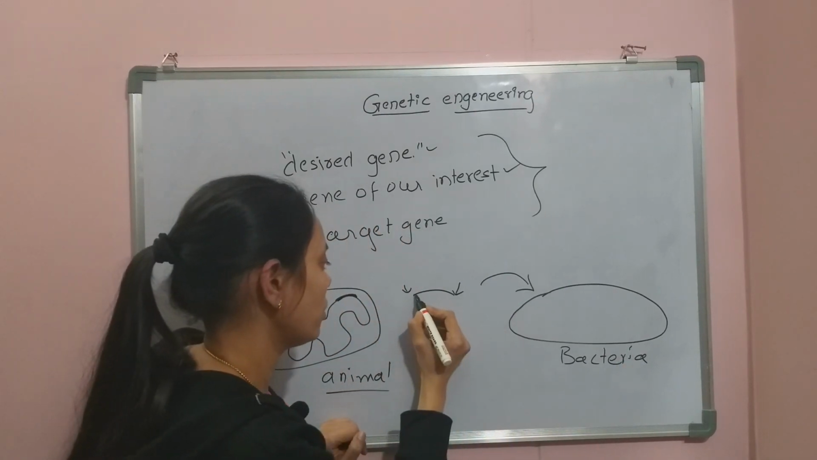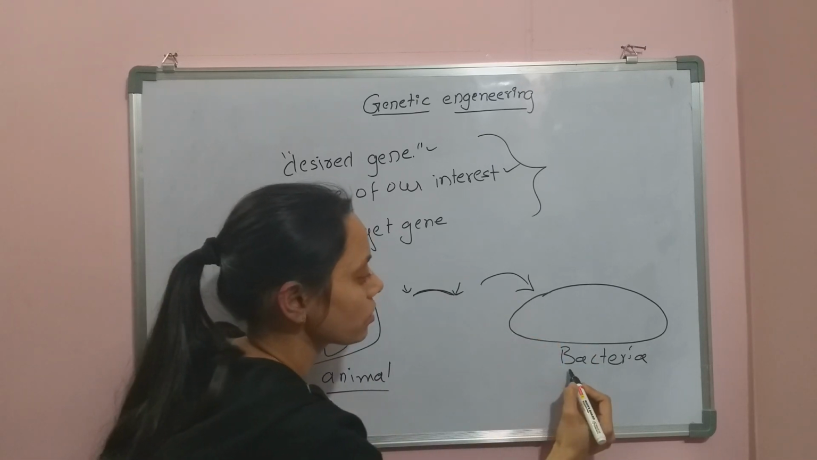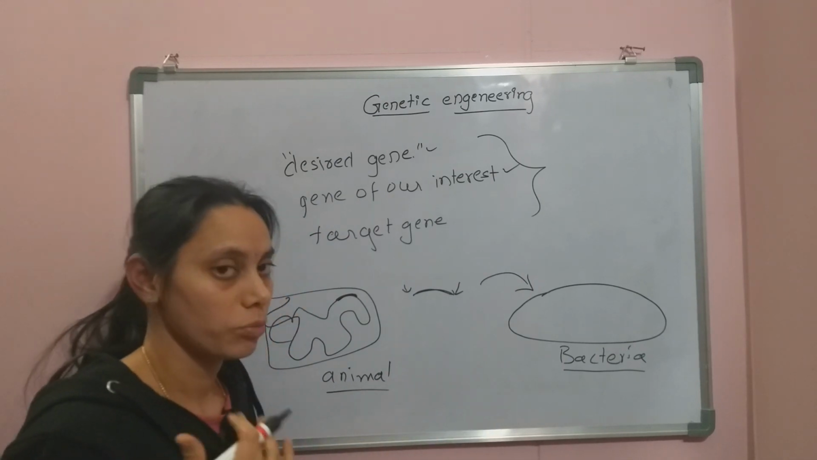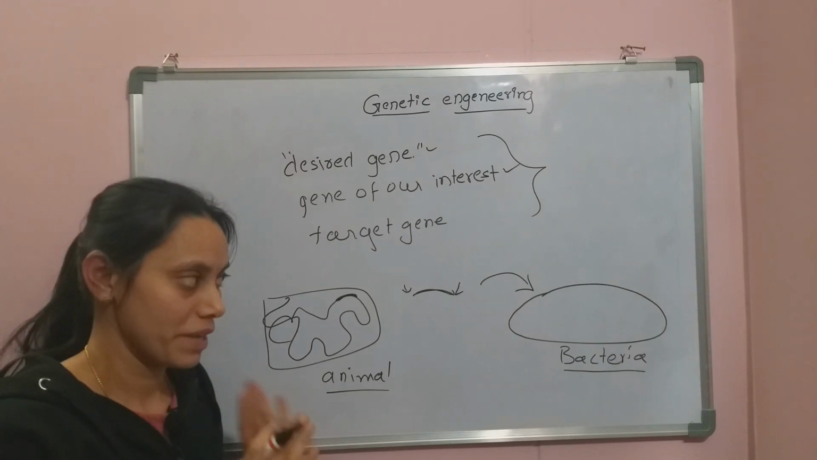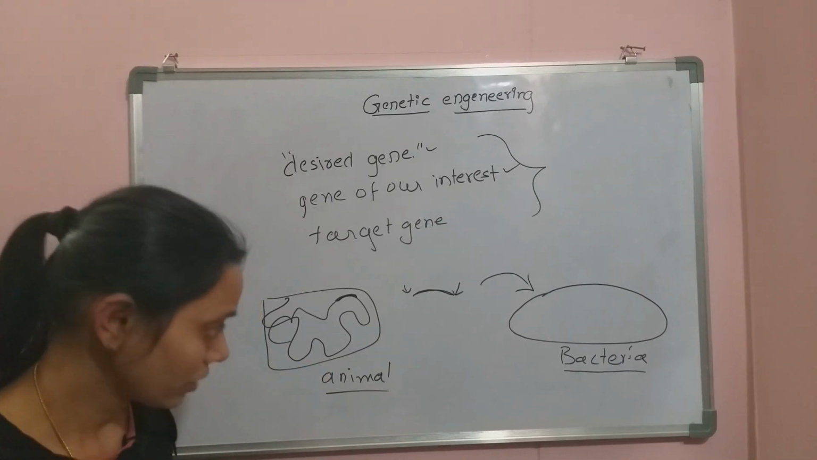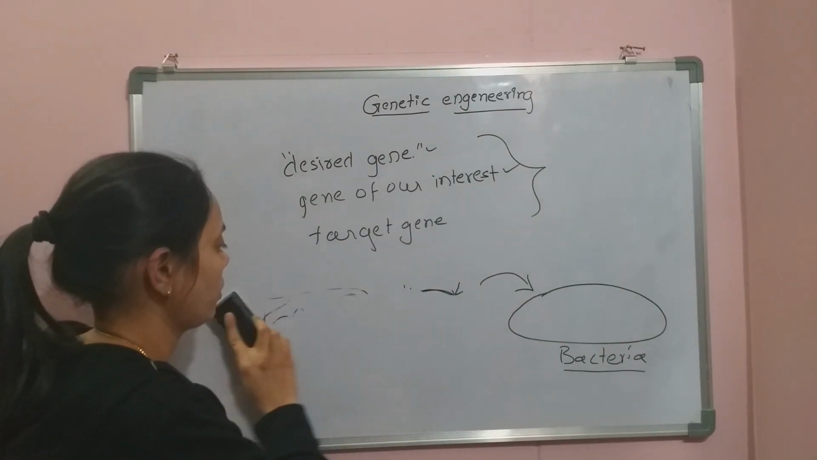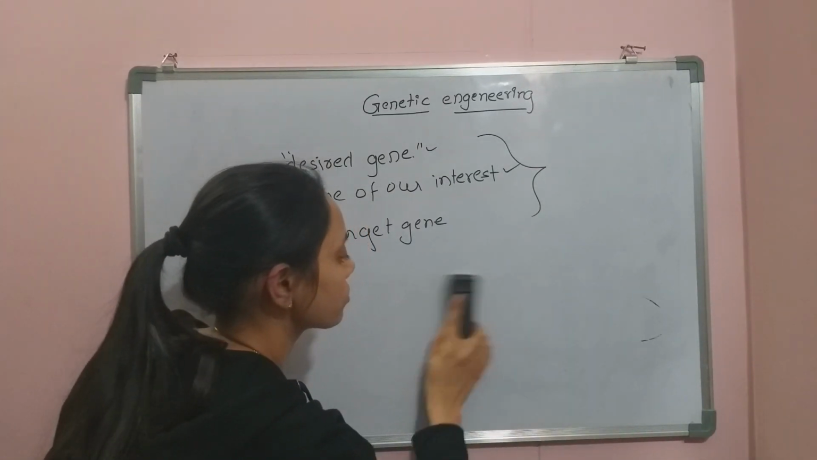So we need to introduce this target gene into bacteria so that in later stages this bacteria is able to express this target gene. So that is the basic concept of genetic engineering. So let's discuss how exactly we will introduce this.